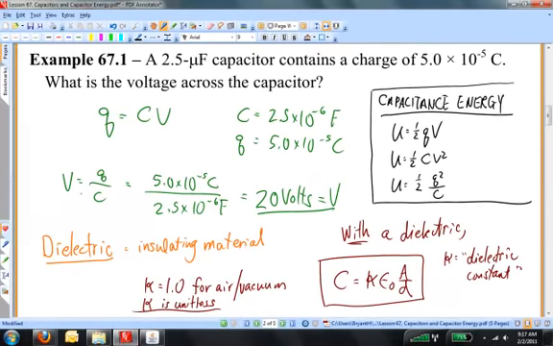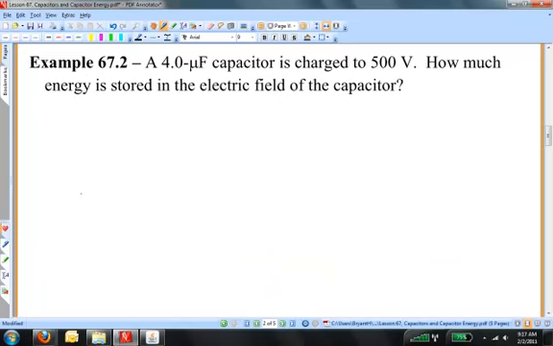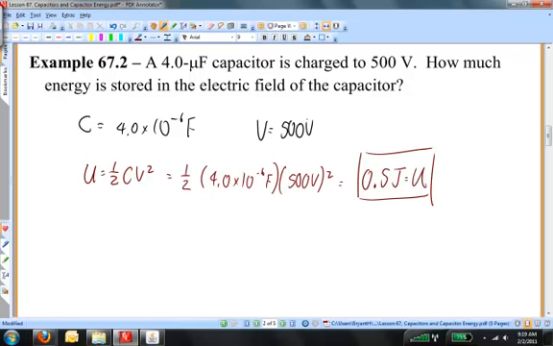There's another example in your text. A 4.0 microfarad capacitor is charged to 500 volts. How much energy is stored in the electric field of the capacitor? Let's pull out one of the appropriate energy equations. In this case, we know that the capacitance is equal to 4.0 times 10 to the minus 6 farads, and the voltage is equal to 500 volts. So U is going to be 1/2 times CV squared. Put in the numbers and then solve the problem. I find that half a joule is what is stored in energy in this charged capacitor.